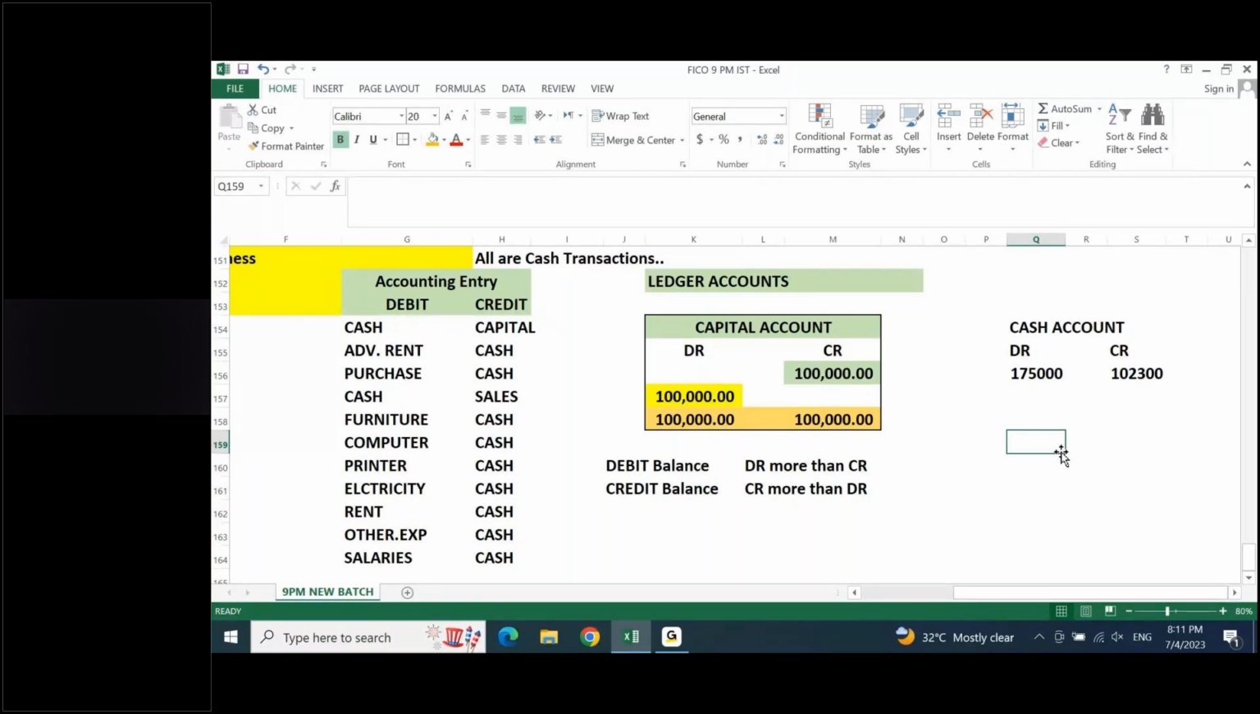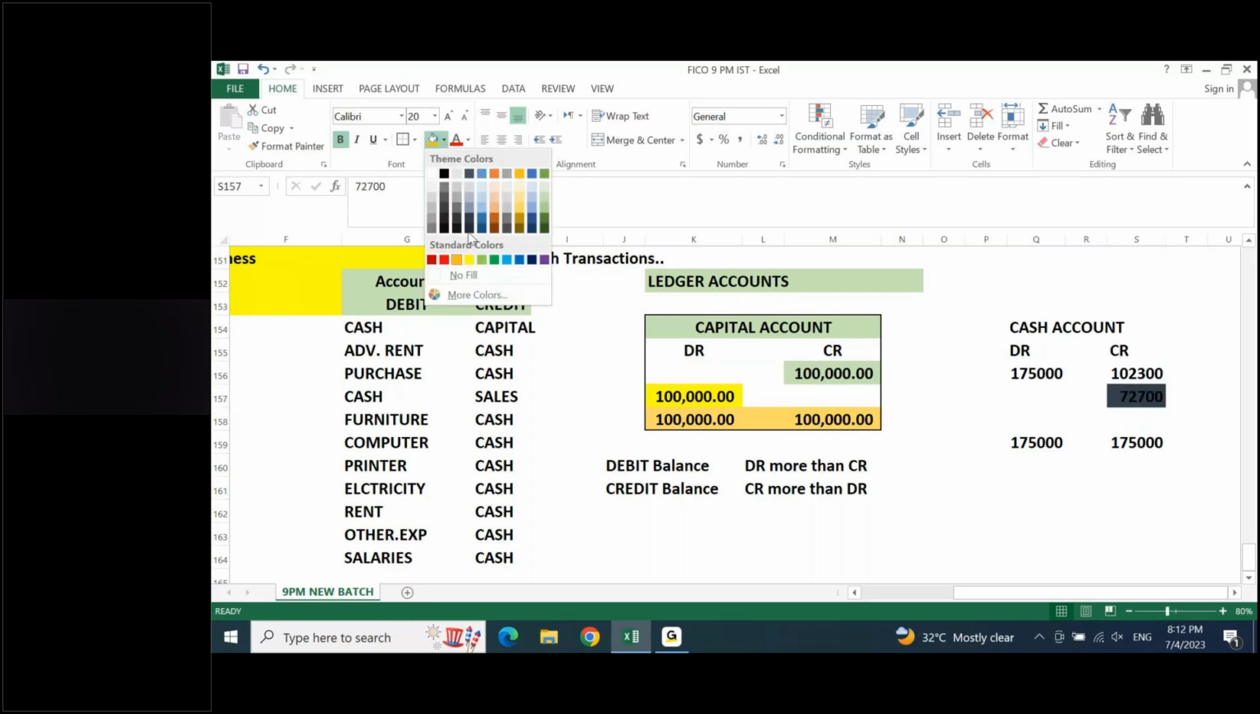Now, how you will find out what the cash account debit balance is, based on the difference. You will have to deduct the credit balance from 1,75,000. That gives 72,700. If I put this missing figure or balance figure 72,700, this amount will match. Correct? Now cash account closing balance is how much? 72,700. This becomes your cash account closing balance.